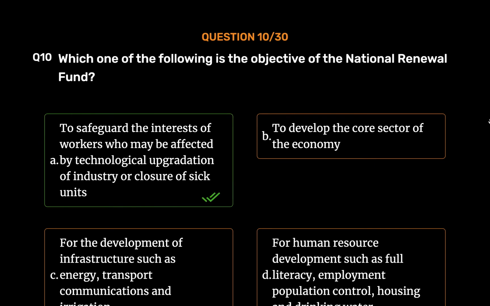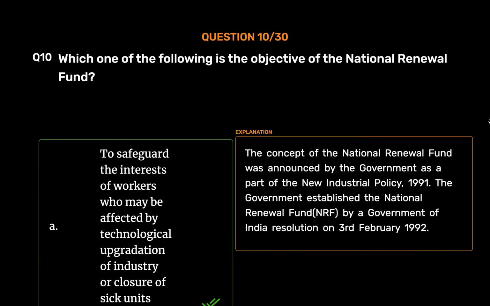To safeguard the interests of workers who may be affected by technological upgradation of industry or closure of sick units. The concept of the National Renewal Fund was announced by the government as a part of the new Industrial Policy, 1991. The government established the National Renewal Fund (NRF) by a Government of India resolution on 3rd of February 1992.